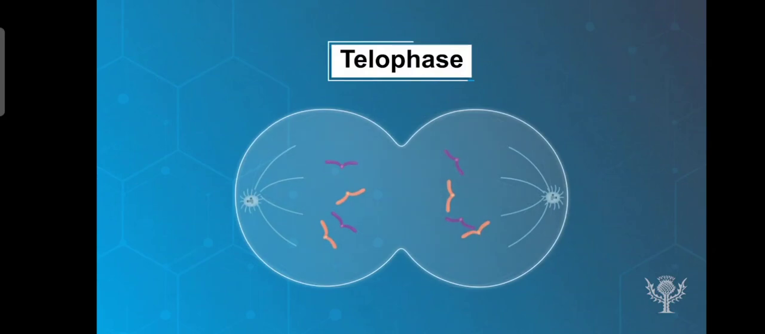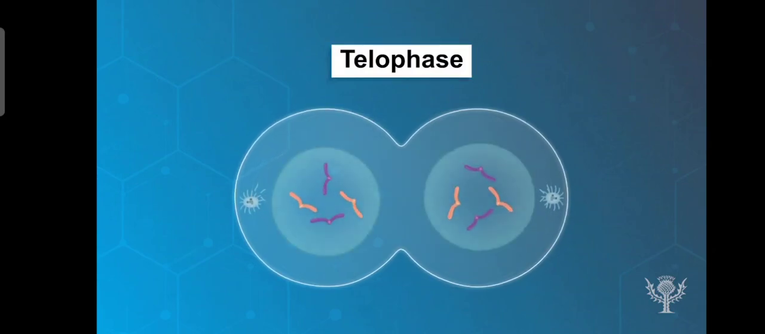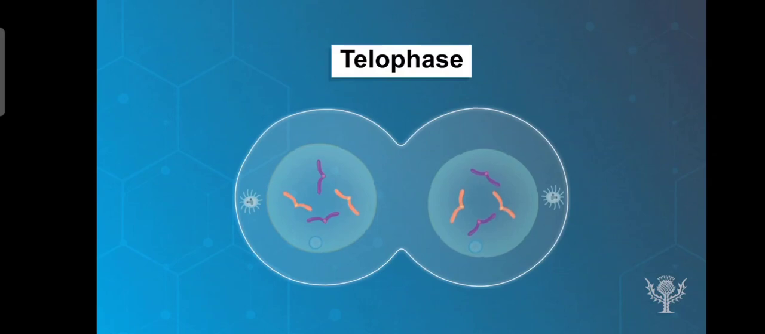During telophase, the chromosomes decondense, and new nuclear membranes form around each set. The spindle fibers disassemble and the cell prepares for cytokinesis.